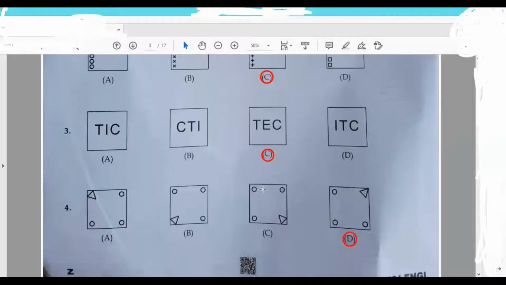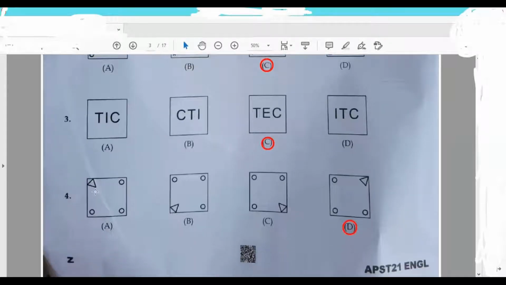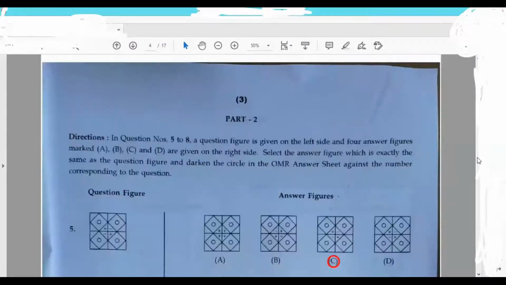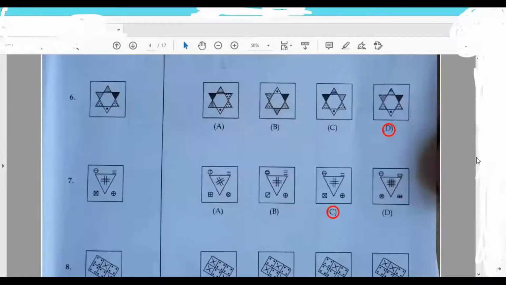For the fourth one, all the triangles are inward in A, B, and C, but in D it is outward. So for the fourth, the answer is D. Now let's move on to the next part, which is part 2. It consists of 4 answers, and you have to find out which one is exactly a carbon copy of the question.